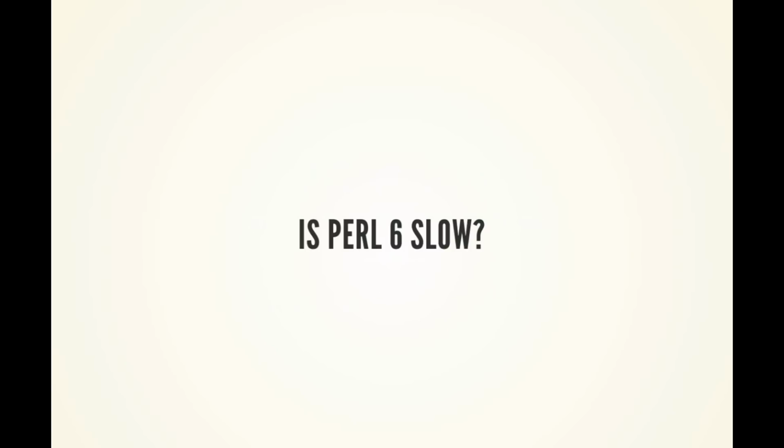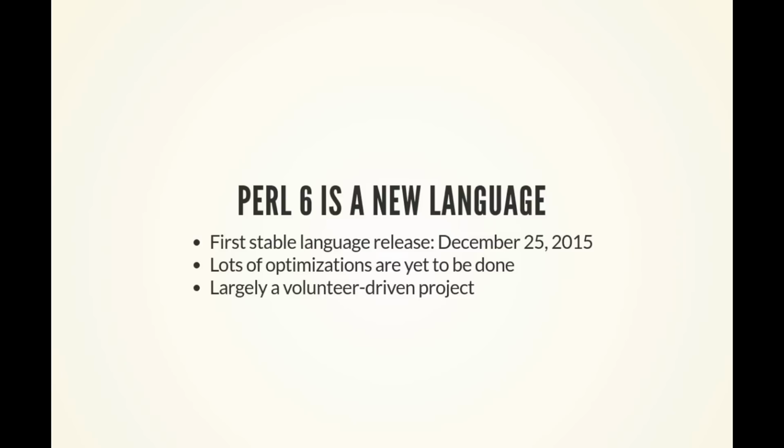If you ever tried to use Perl 6 or you read some reviews of it, you might have heard that it's slow, and the reason for that is that it's not a new version of Perl. It's an entirely new language. It was first released on Christmas 2015. A lot of work still needs to be done for the optimizations, and it's a largely volunteer-driven project. So some things take a bit more time than some commercial project.